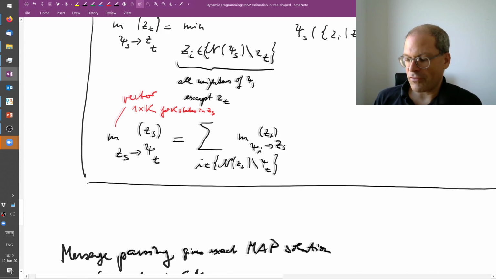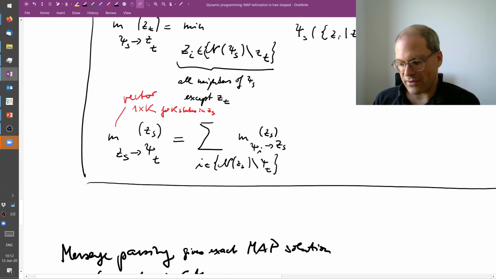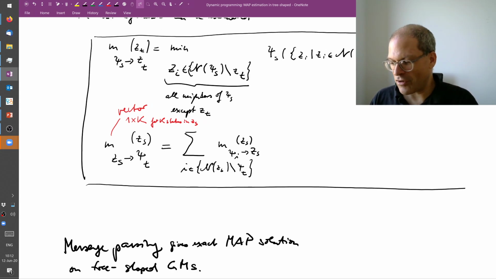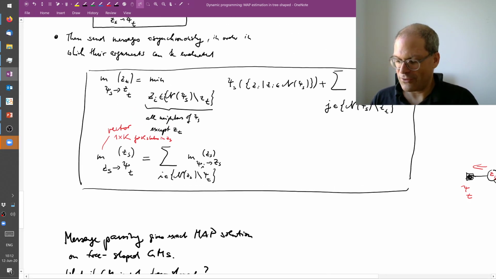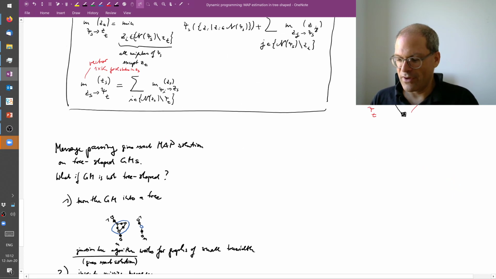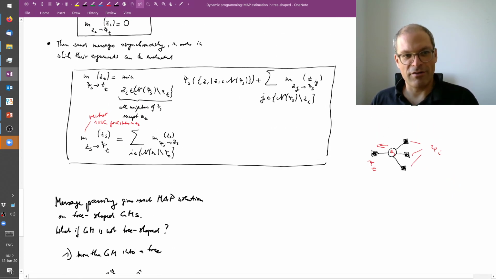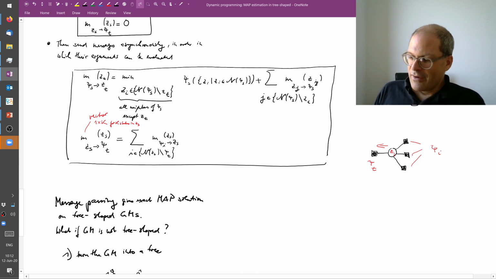We're summing over all factors that are connected to variable zs, except we're not summing over factor psi t because we don't have any information from it yet. That's where we want to send information to. Okay, so this is what's happening at the bottom. We are summing up the minimal costs of reaching a particular state from all the side branches.